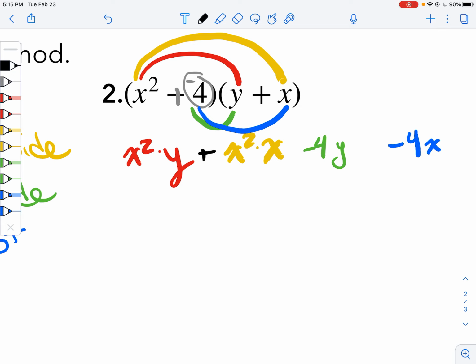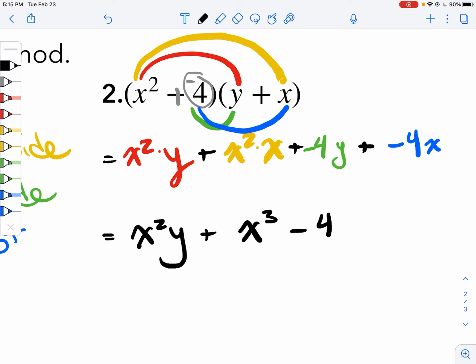And then we add them all up together. So this gives us an x squared y plus x squared times x is x cubed plus a negative 4y. You can do minus 4y if you want to. I had a math teacher who said, always write plus negative numbers. It's up to you. We'll go with minus, just for funsies. And then minus 4x at the end. Yay!